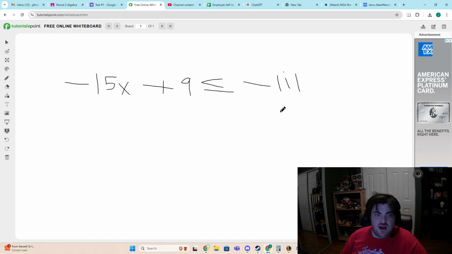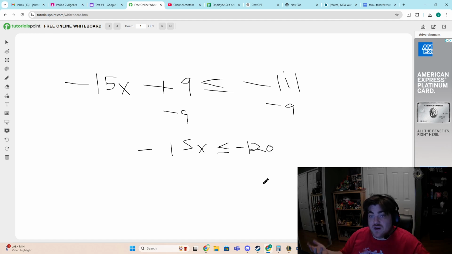So we're going to want to move things around like we normally do to figure that out. And luckily, 95% of the rules that we use for normal equations work for this as well. So let's use some of the properties we know. It's going to be minus 9, and negative 15x will be negative 120. Okay, so what did I just do?